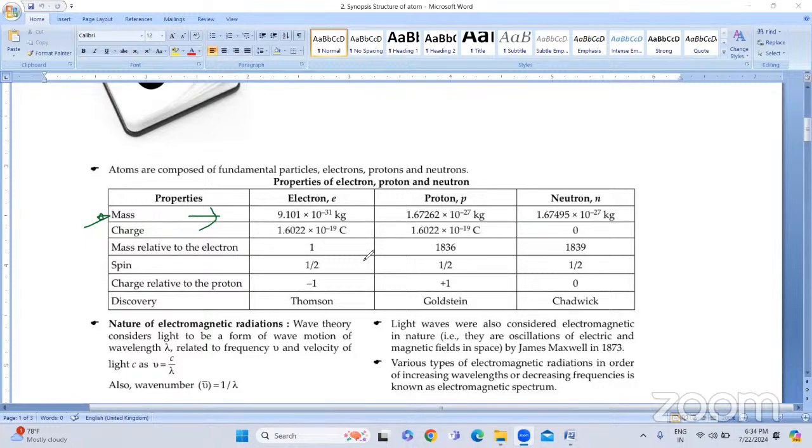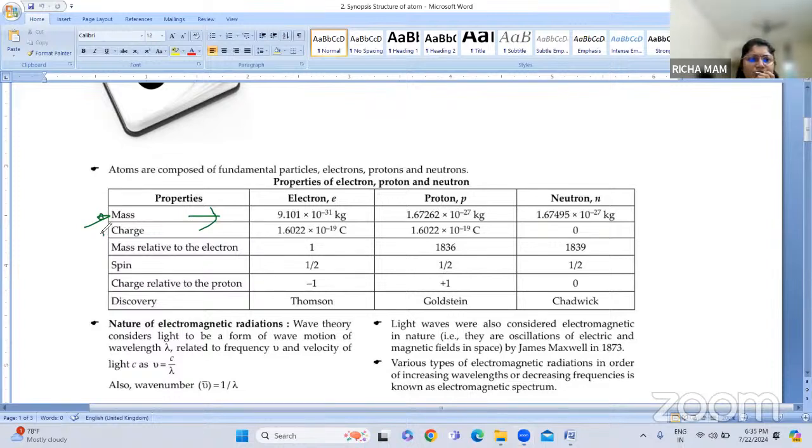So what is the charge, students? The charge of the electron is 1.60 into 10 raised to minus 19 coulombs. C is nothing but coulomb. It is a charge which we represent in terms of coulomb. Then the charge of proton is 1.60 into 10 raised to minus 19 coulomb. And what is the charge of neutron? It is 0. Neutron is a neutral particle.